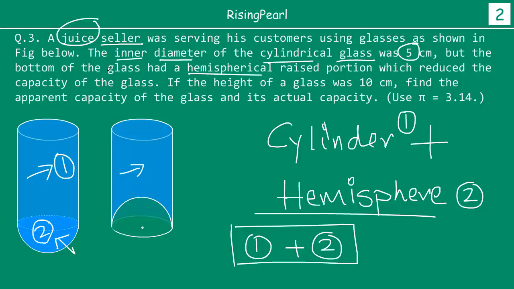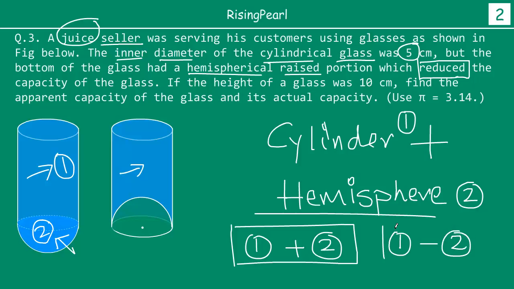But in the question it is given, the bottom of the glass had a hemispherical raised portion which reduced, this is the key word, which reduced the capacity of the glass. That means our hemisphere is upside down. So our volume will be 1 minus 2.